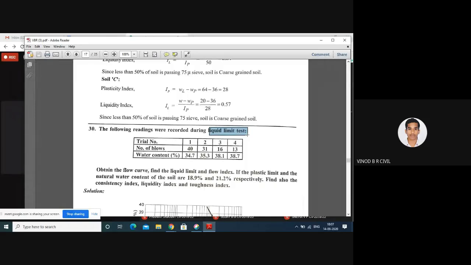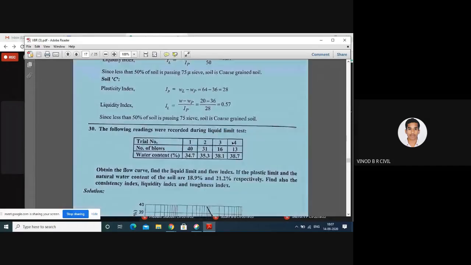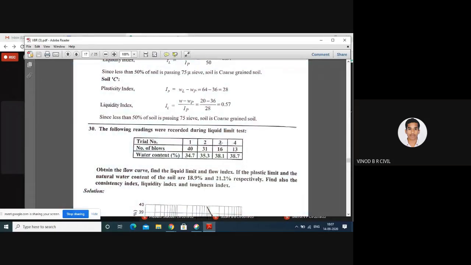Okay. In this problem, the following readings were recorded during the liquid limit test. The trial data is given below. First one is trial number 1, 2, 3, 4. Four trials are there.